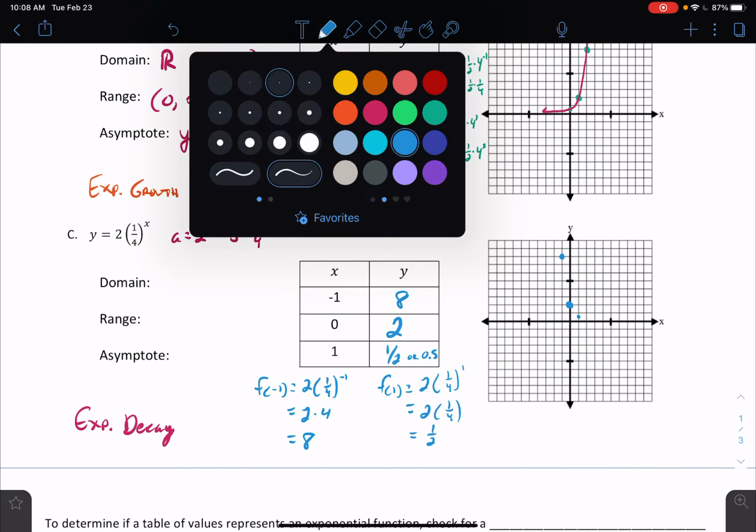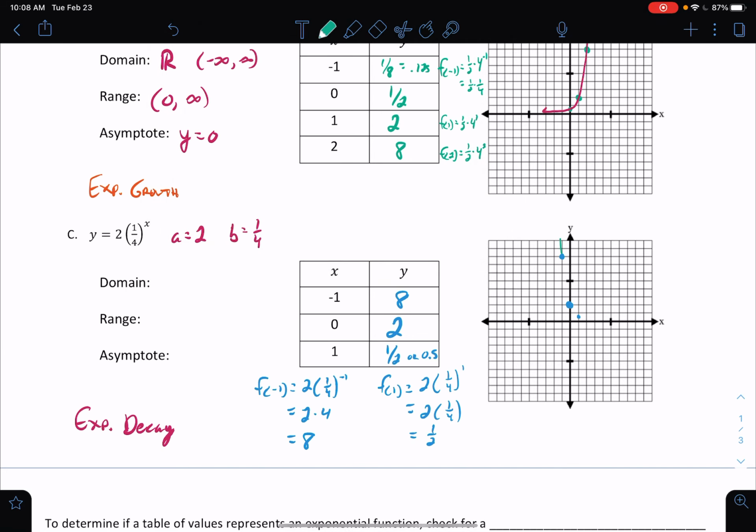If I connected these, all right, I get that exponential decay curve. Domain is -infinity to infinity for all reals. Our range is 0 to infinity, and we still got that asymptote at y equals 0, because it's never going to touch 0. It's going to get close, close, close, but it's never going to touch 0. So here's an example of an exponential decay.